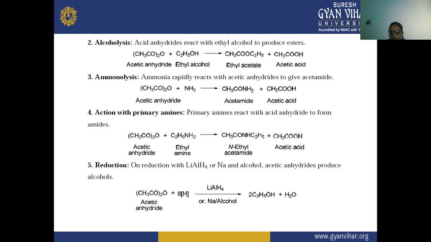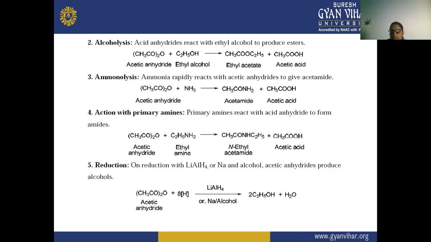So in this case, this is your primary amine, and in the ammonolysis, there is a lysis of this ammonia, and there is a formation of this amine. In this also the primary amine is reacting with this acetic anhydride, and there is a formation of acetamide. So in this action with primary amine, the primary amine is reacting with acid anhydride. Acetic anhydride is reacted with this ethylamine, and there is a formation of this N-ethyl acetamide.